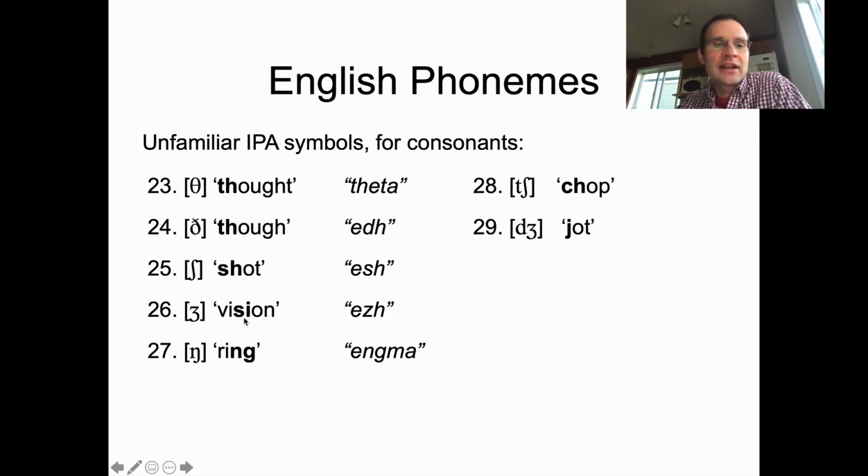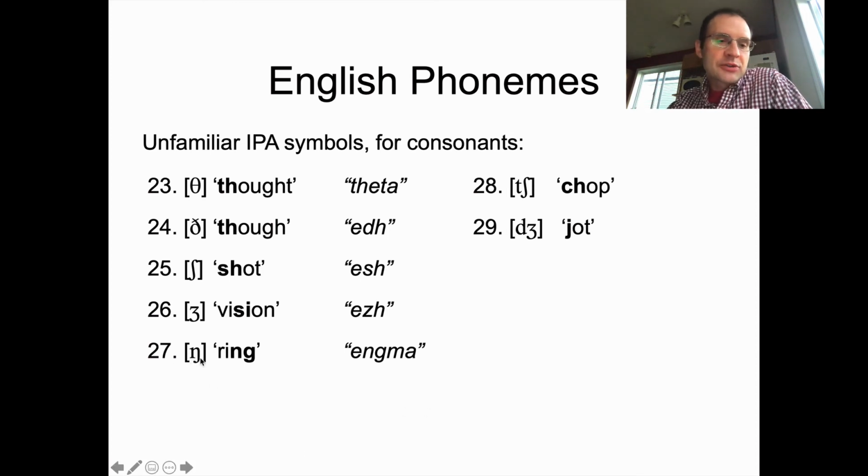We find it instead in words like vision or pleasure, so on and so forth. And it has a variety of different spellings too. So just keep an eye out for that one. Number 27 is called engma. It is found in words like ring or sing or song or Donkey Kong, that sort of thing.